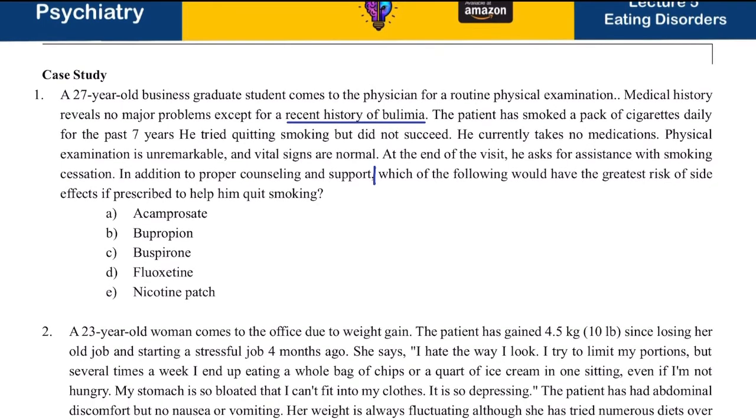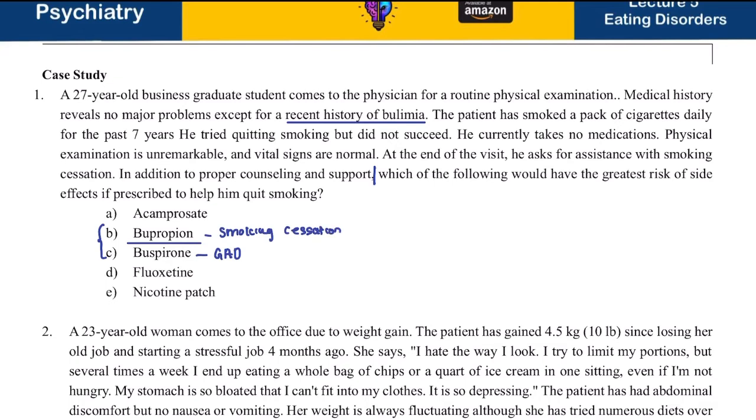Now, I put this question because there are two drugs which sound very similar. And the answer for this is bupropion should not be prescribed to a patient with a history of bulimia. Buspirone is used to treat generalized anxiety disorder. Bupropion is used to help smoking cessation.